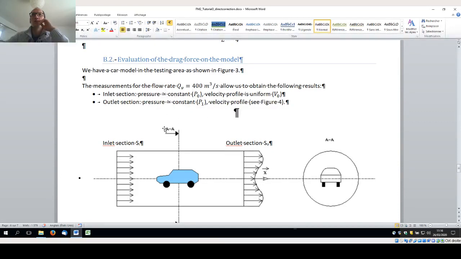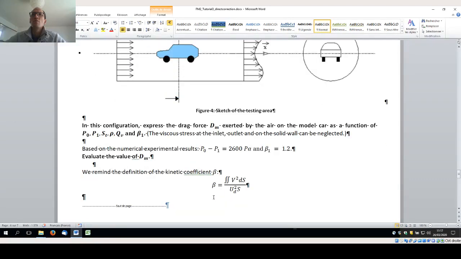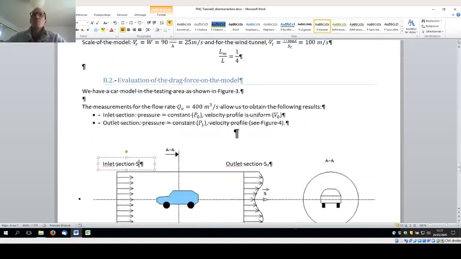Inlet section pressure. Yeah, it's maybe not very wise. Maybe regarding the inlet section, if the pressure is P0, P1, beta. So we'll maybe call the inlet section S0 and the outlet section S1, just so that it's clearer with respect to the definition of inlet pressure P0, outlet pressure P1.